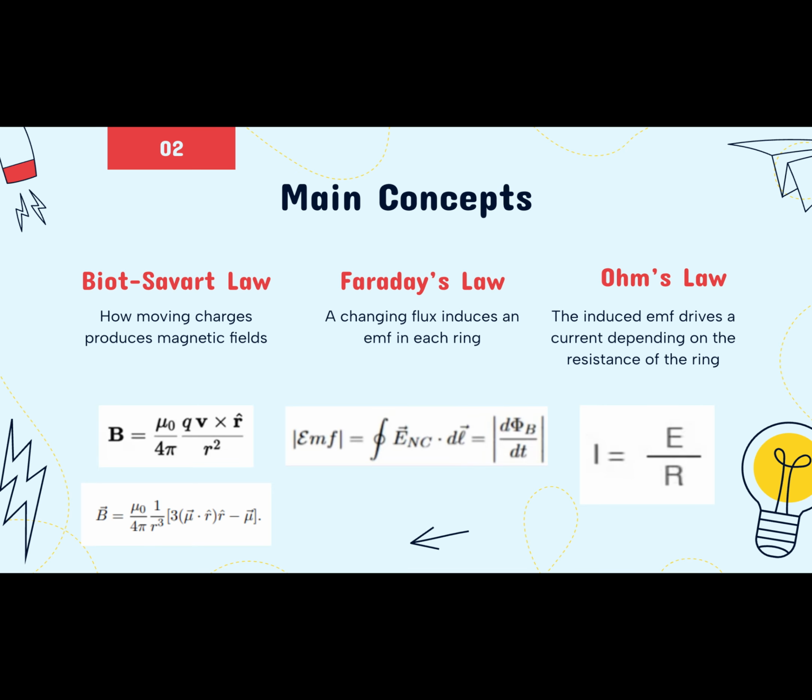Okay, so here are the main concepts of the lab: Biot-Savart's law, Faraday's law, and Ohm's law. The Biot-Savart law tells us that moving charges produce magnetic fields. As the magnet fell, it produced a changing magnetic flux through each ring of the foil tube, and by Faraday's law, that changing flux induced an EMF in each ring. Finally, Ohm's law tells us that the EMF drives a current based on the resistance of the ring, and it's that induced current interacting back with the magnet that creates the slowing force. And these are equations that show our laws.